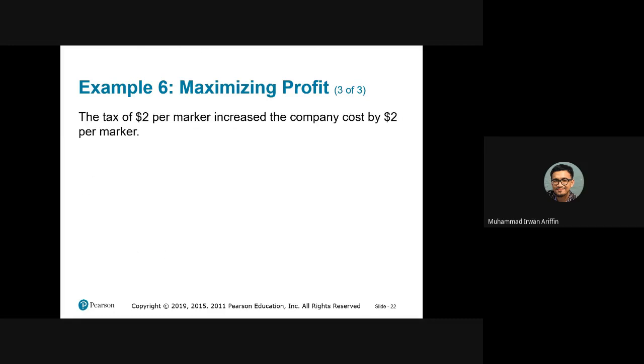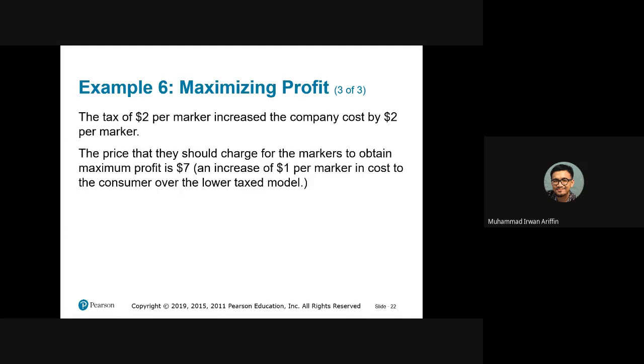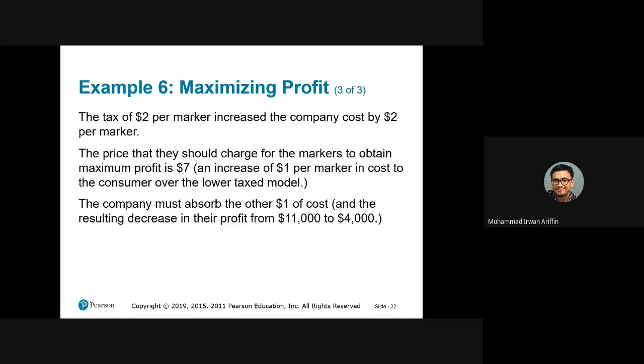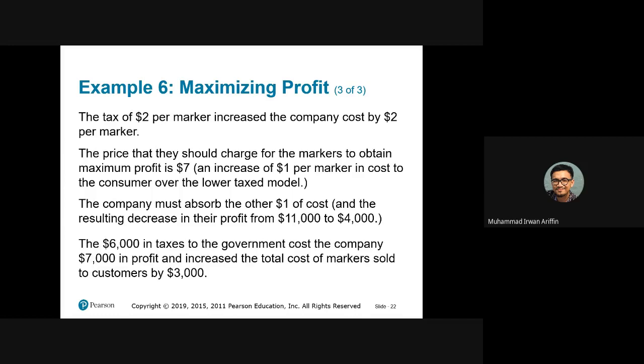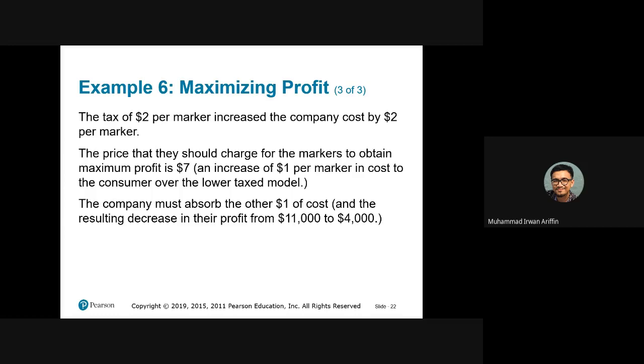So the $2 tax basically increases the cost by $2 per marker. The price that they should charge to obtain the maximum profit is now $7, an increase of $1 per marker in cost to the consumer over the lower tax model. So the company needs to absorb the other $1 of cost. So it is kind of a sharing. $1 will be paid by the company, $1 will be paid by the consumer. And this has caused their profit to drop from 11,000 to 4,000.